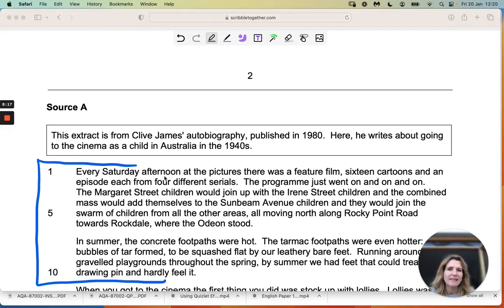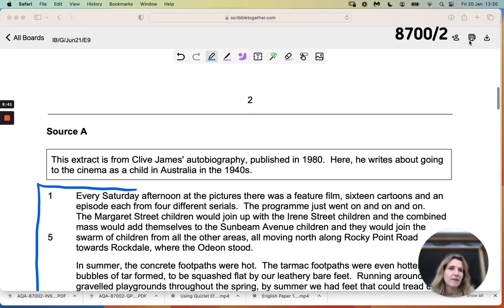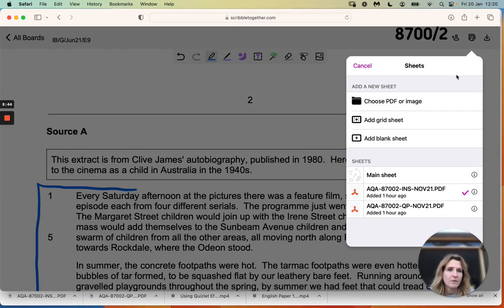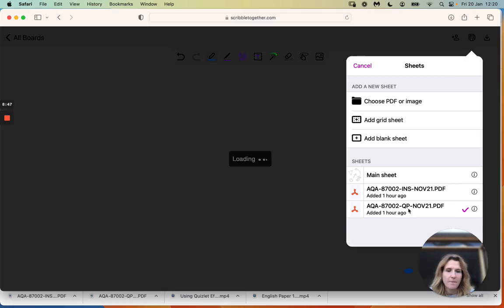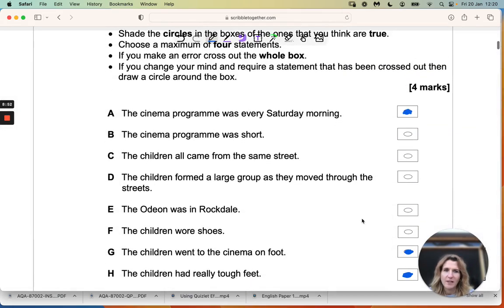Okay, so I reread it's every Saturday afternoon. That one said Saturday morning, so that's wrong. There was a feature film. The program went on and on and on, so the program is not short. The Margaret Street children would join up with the Earline Street children, so it's not children all from the same road. They would add themselves with the Sunbeam children from all other areas, moving along towards Rocky Point Road, towards Rockdale, where the Odeon stood. Now, I think there was something about Rockdale. The Odeon was in Rockdale. There it is. There's the last one that I wasn't sure about.